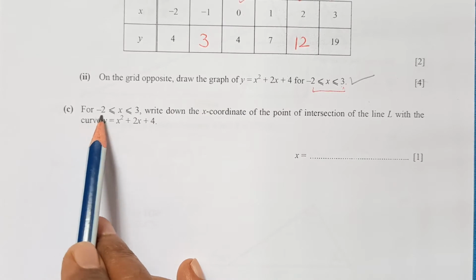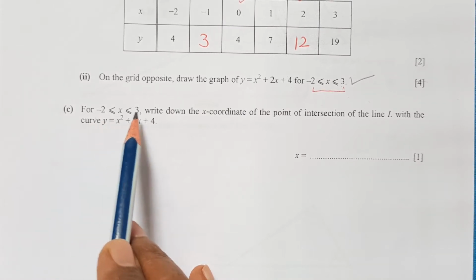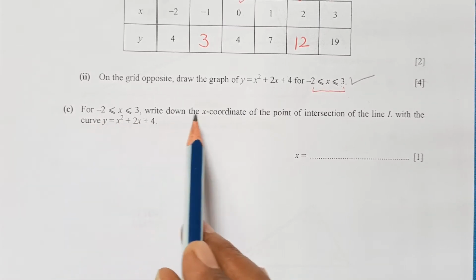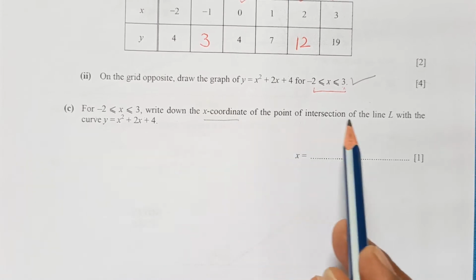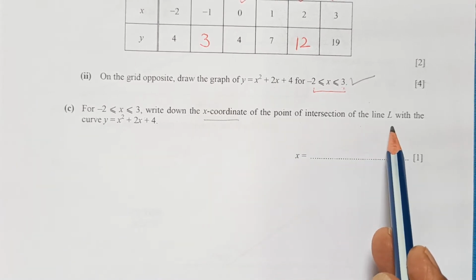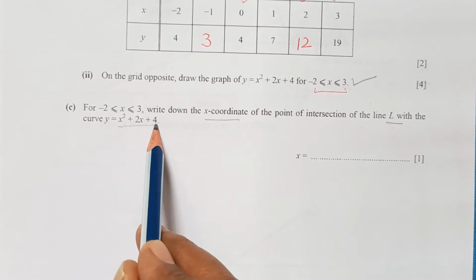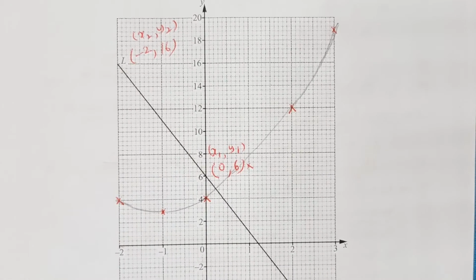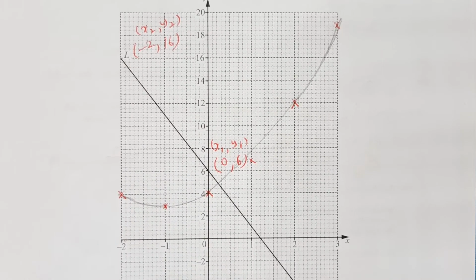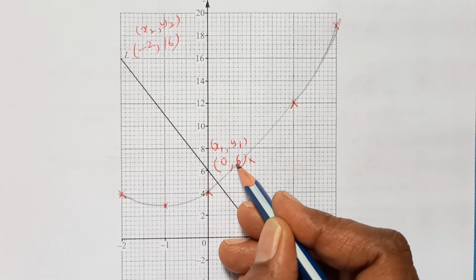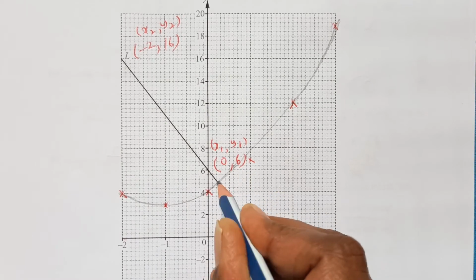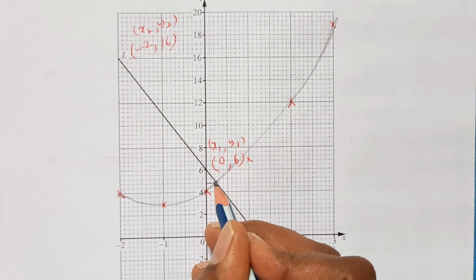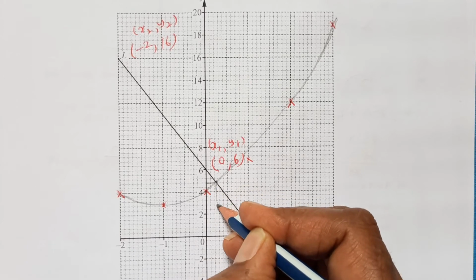Now for negative 2 to 3 values of x, write down the x coordinate of the point of intersection of L with the curve. So we need the point of intersection of this curve and the line. Again we will go back to the graph. So the point of intersection is here. So this curve and this line, they are meeting at this point.